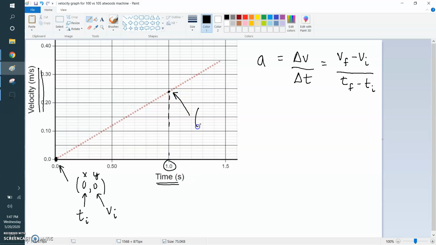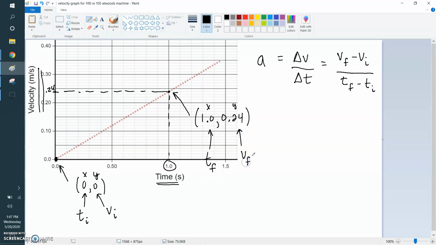So this point is 1.0, comma, that's my x value. And my y value is, looks like this little line right there, 0.24, right? If I follow across, that is 0.24 meters per second. So that is my final time, t final, and that right there is my final velocity, v final.